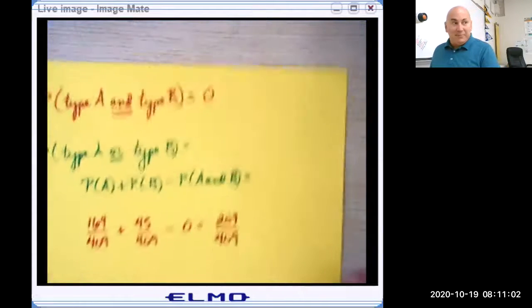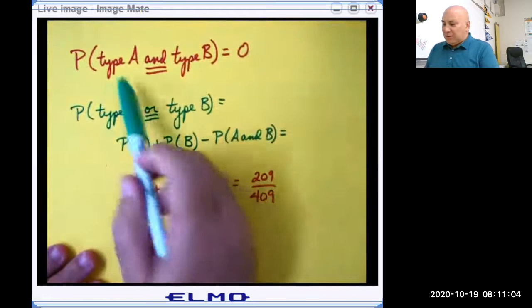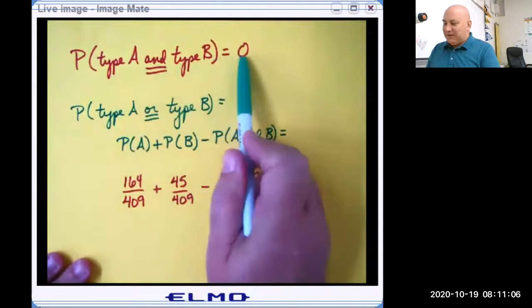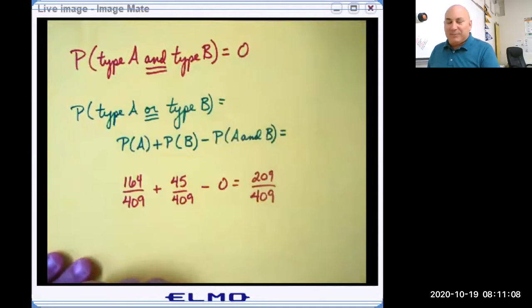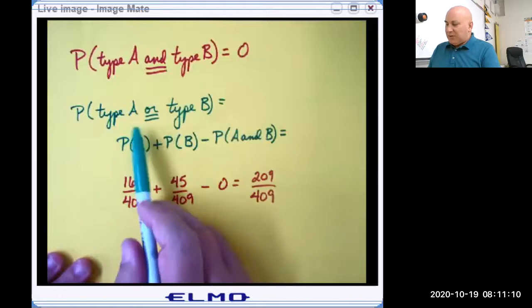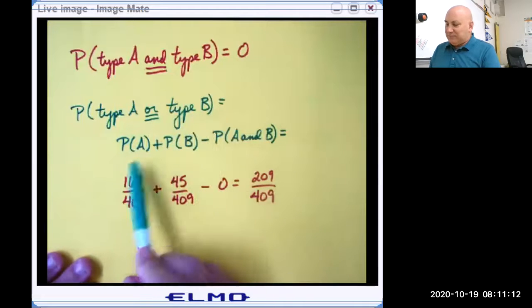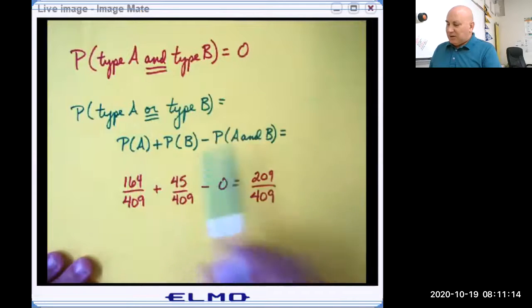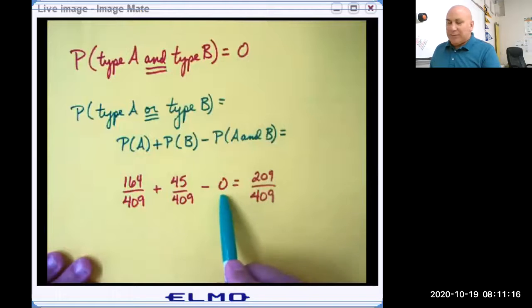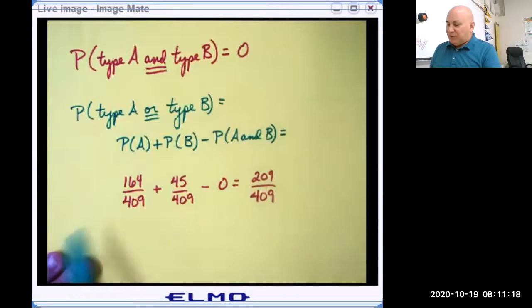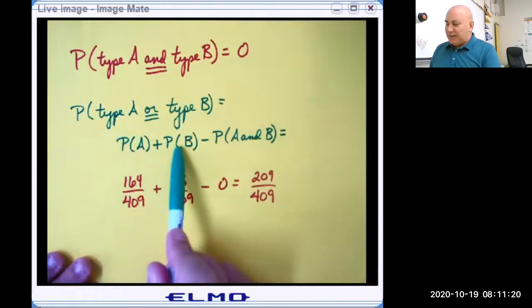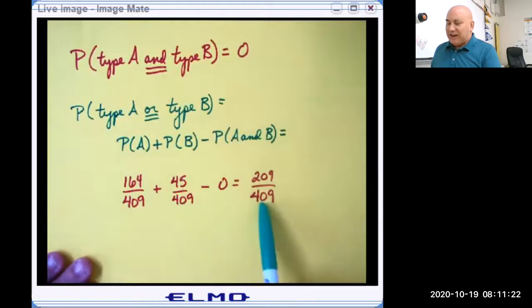Now you can't have blood type A and blood type B at the same time. So the probability of A and B is 0. There's no overlap between those two. So for A or B, since there's no overlap, you just take the probability of A and the probability of B and add them together, because that's the addition rule for mutually exclusive events.